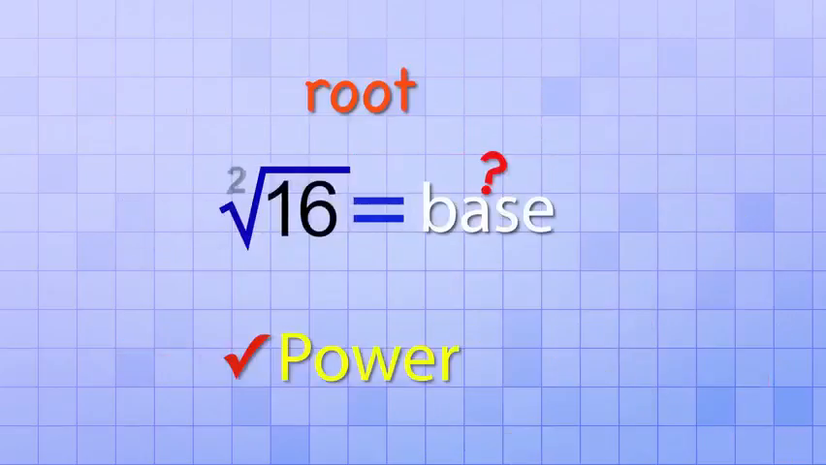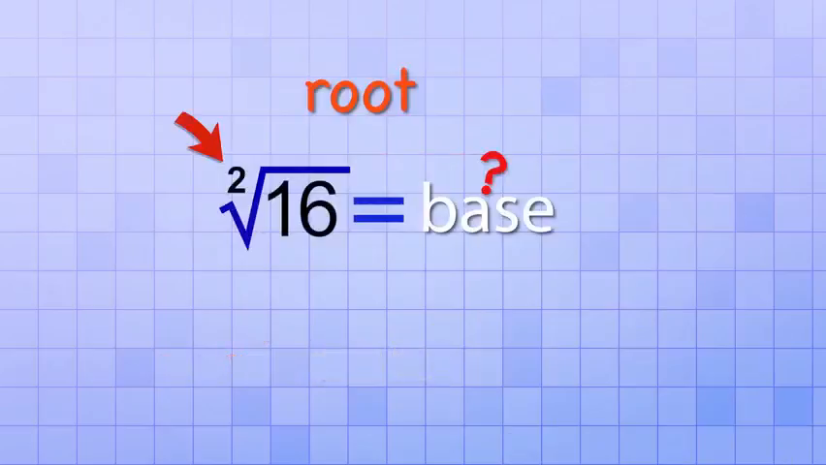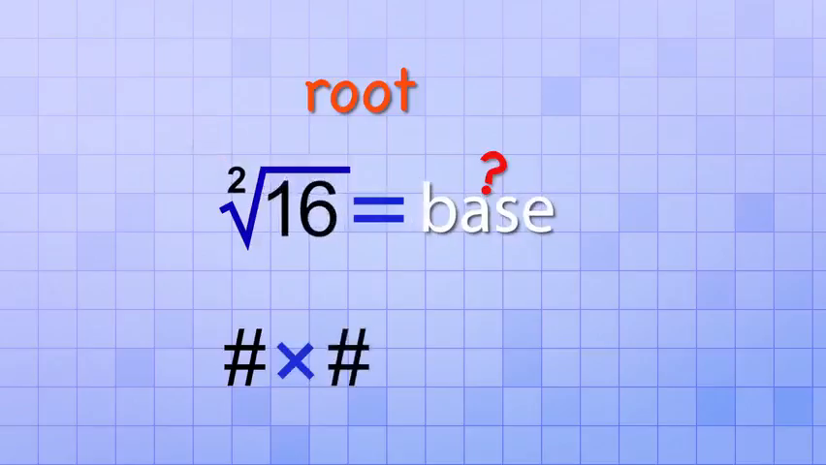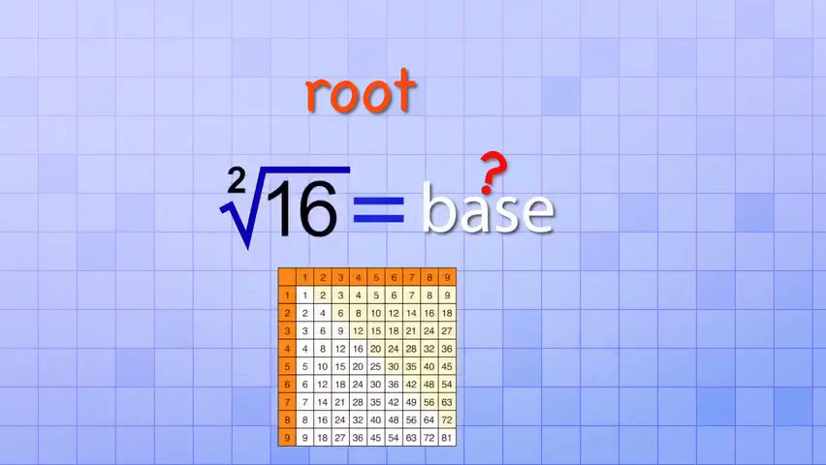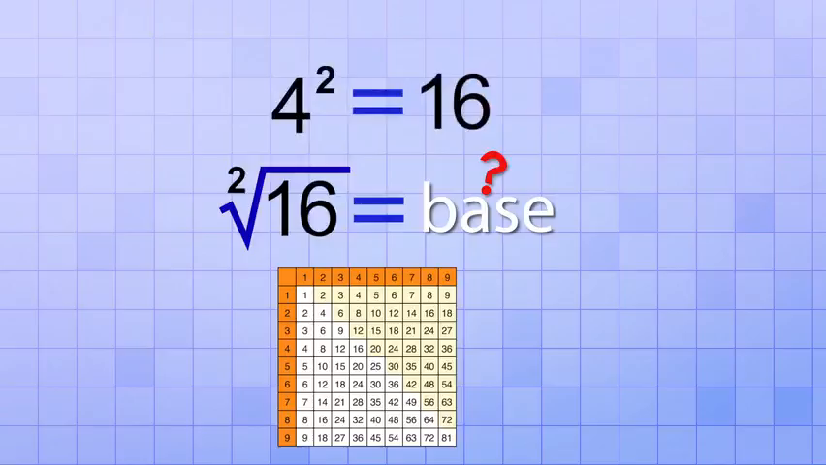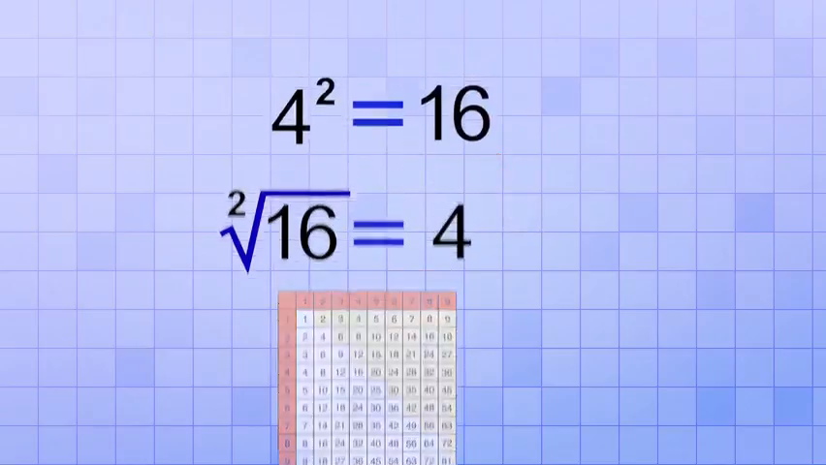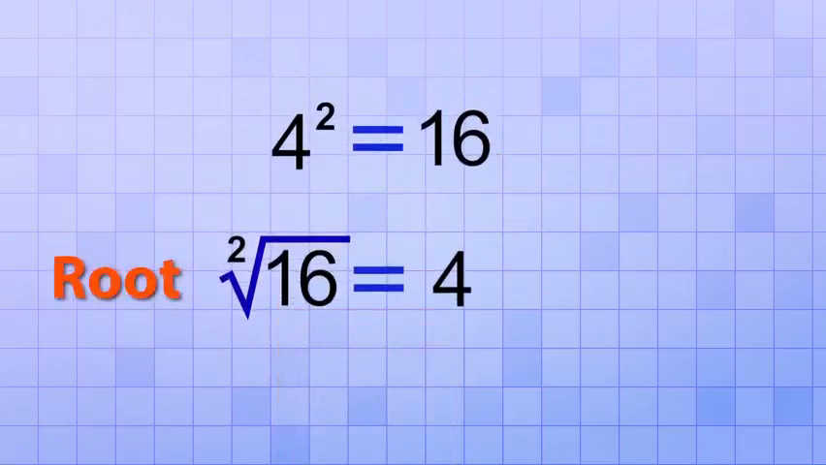So let's put a little 2 right here above the checkmark part of the root symbol. And that 2 tells us that we need to figure out what number, or base, could be multiplied together 2 times in order to get 16. And if you remember your multiplication table, or if you just look at our original example here, you'll know that the answer to that is 4. Now do you see how the root operation is the inverse of the exponent operation?